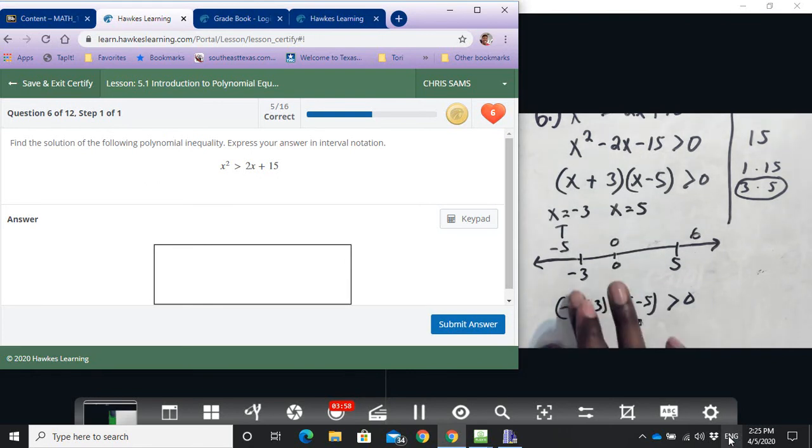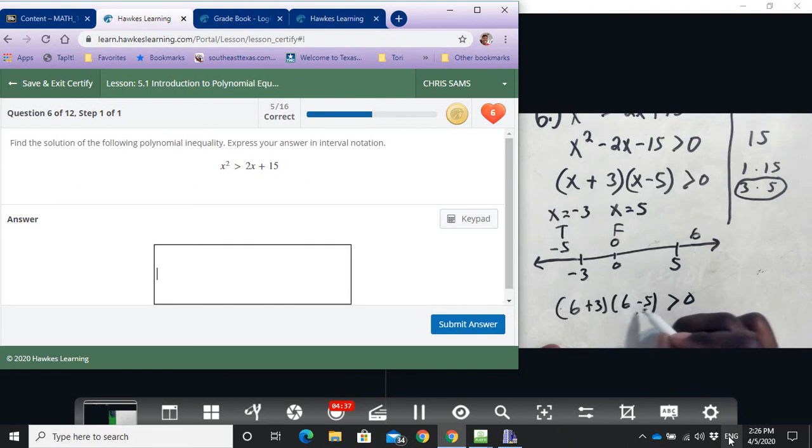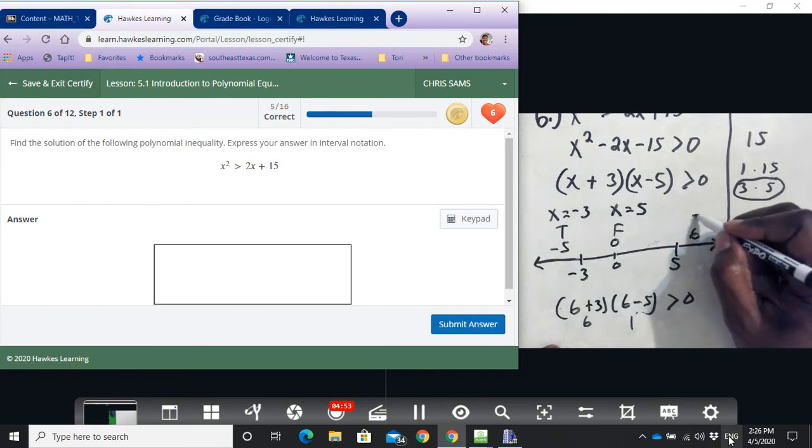If I plug in 0, so I'm going to leave the same thing up, just plug in a 0. We get a 3, and we get -15. So 3, -15. When we multiply these two numbers, we get a -45. And a negative number is not greater than 0. So right here in the middle, this is false. This is not true. So none of these numbers will work. And then I'm going to try this again with the number 6. So you test all 3 of those numbers that you plugged in. 6 plus 3 gives me a +9. 6 minus 5 gives me a +1. 9 times 1 is positive, and positive is going to be greater than 0. So this is also true.